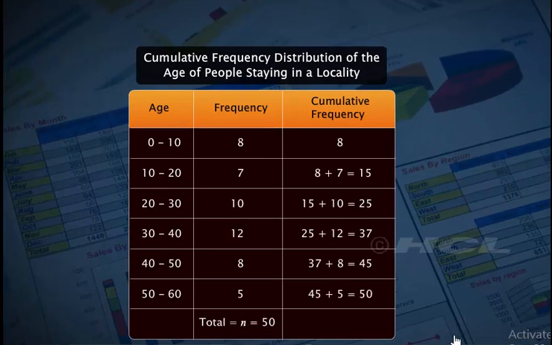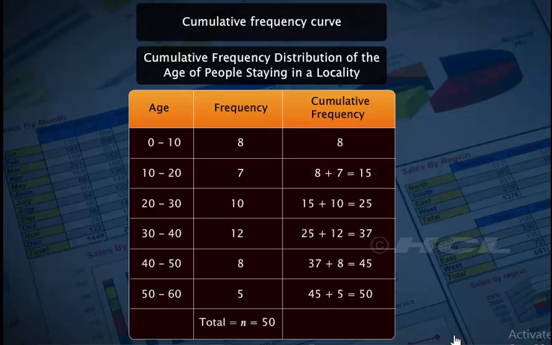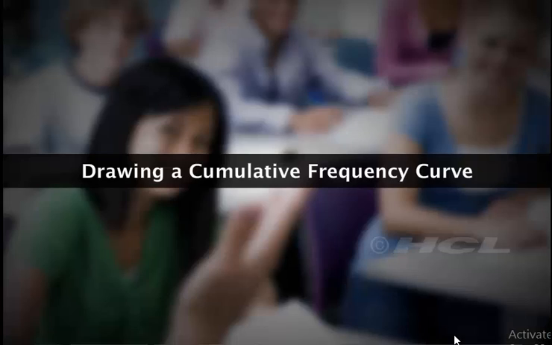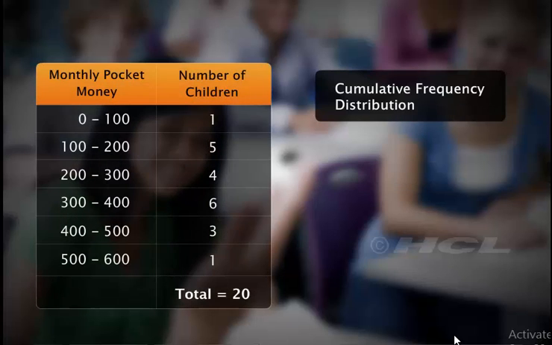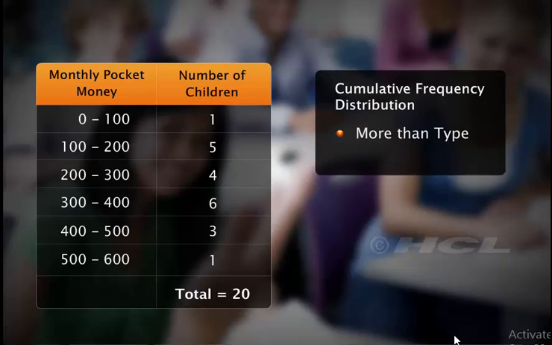Yes, we can represent cumulative frequency distribution graphically. The graph of the cumulative frequency distribution is known as the cumulative frequency curve. Let's see how we can draw a cumulative frequency curve for a given data. As there are two types of cumulative frequency distributions, the more than type and the less than type, we shall draw the cumulative frequency curve corresponding to each type of cumulative frequency distribution.